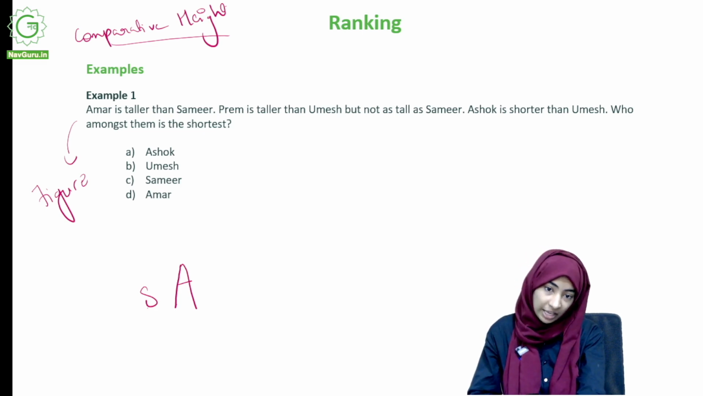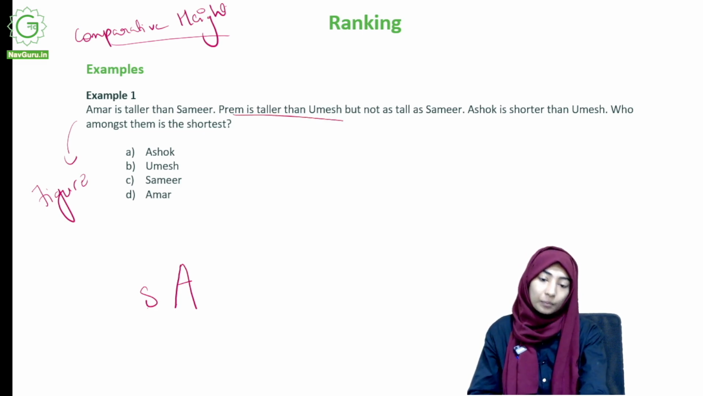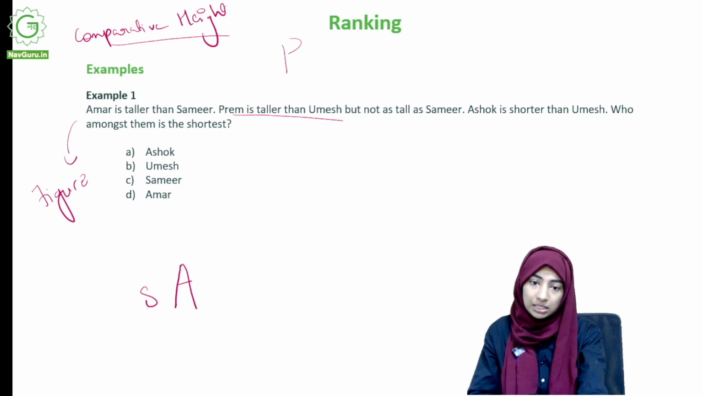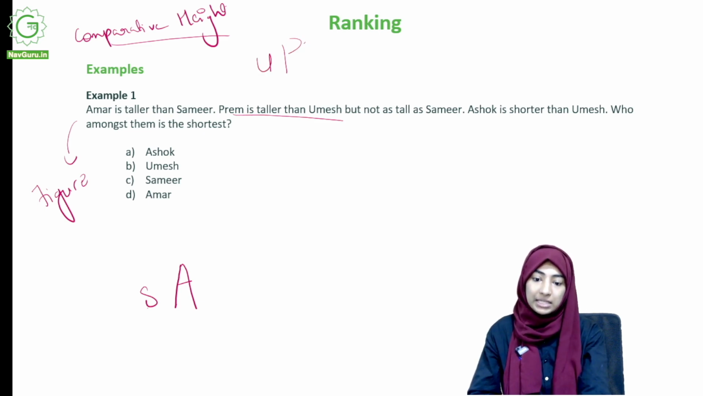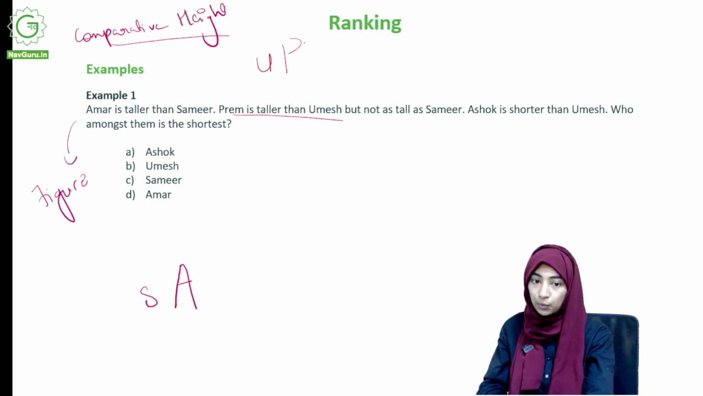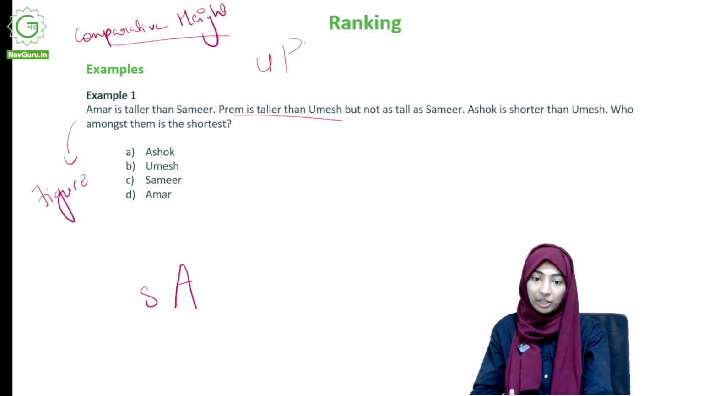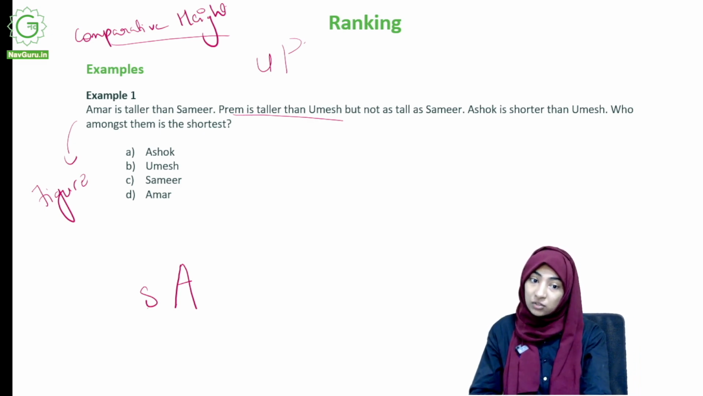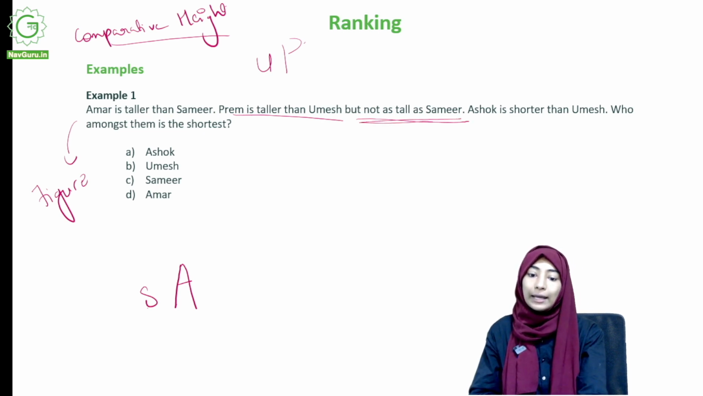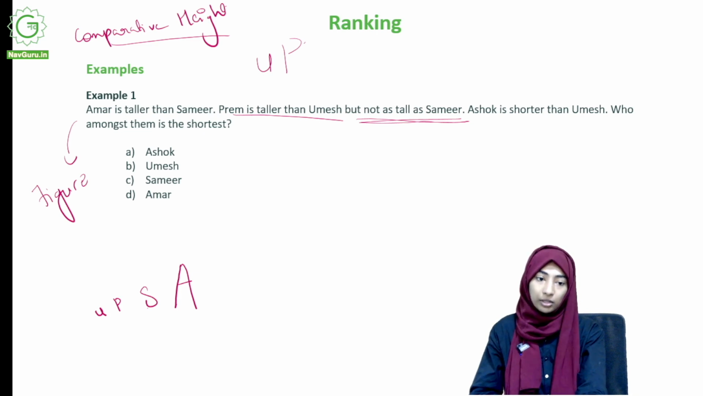Prem is taller than Umesh. Now this gives you this, but we don't know where to put this in the figure. So we try to see if there is anything extra that we get. Prem is taller than Umesh, but not as tall as Samir. I get this part, right? So I know that Prem is shorter than Samir, but he is taller than Umesh. So this is the figure that I get.